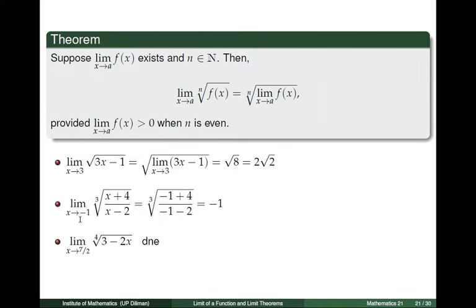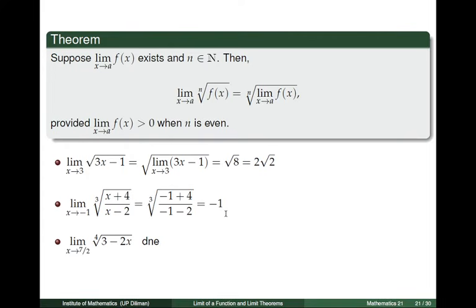When we plug in -1 for x, we will get -1 plus 4 divided by -1 minus 2. And the numerator is equal to 3, while the denominator is equal to -3. So dividing, we get -1, and so we get the cube root of -1, which is equal to -1.